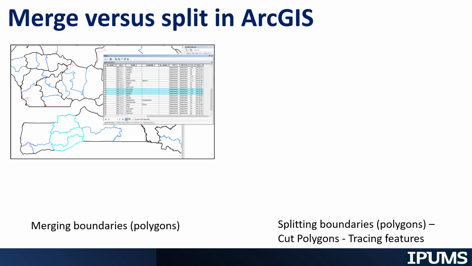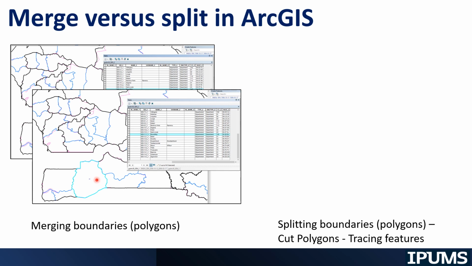So here is a screenshot of merging boundaries. In the first one, you have this line, you have 3 boundaries here. As you can see in the attribute table, you have 3 units. You use a merge function, and it becomes 1 unit, which is like this.